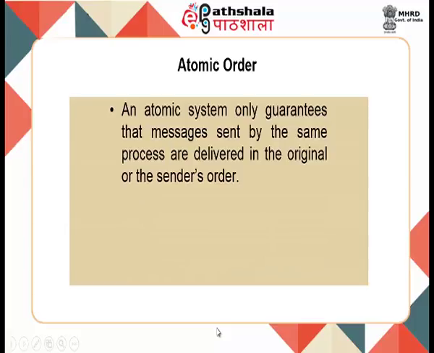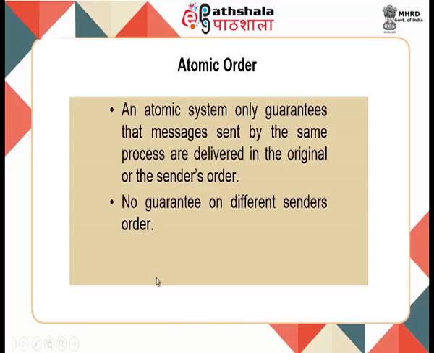So, this atomic or total ordering only guarantees that messages sent by the same process will be considered sacrosanct. That means, if 2 messages are sent by a process P1, these 2 messages will never be disturbed, but for all other messages, even if there is a causal relationship, atomic ordering does not really bother about that. They can easily reorder all the messages in any which way and deliver them. So, no guarantee on different senders' orders.